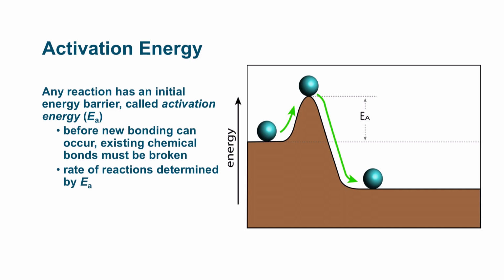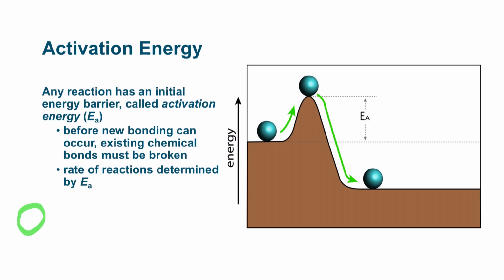Let's talk about the enzyme-substrate complex. So first, we'll talk about activation energy. In any reaction, you need to understand, there is an initial energy barrier, and we call that the activation energy. The reason this energy barrier exists is because before new bonding can happen, any existing chemical bonds between the reactants need to be broken.